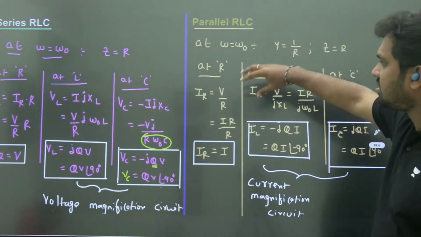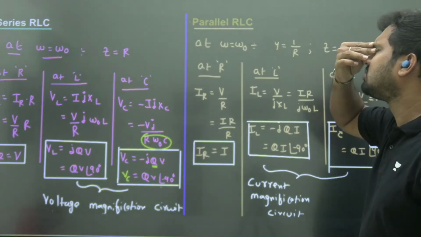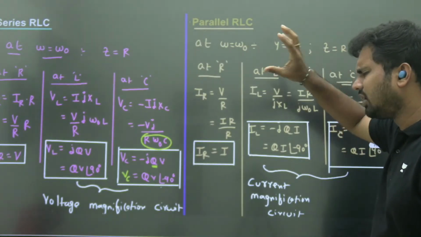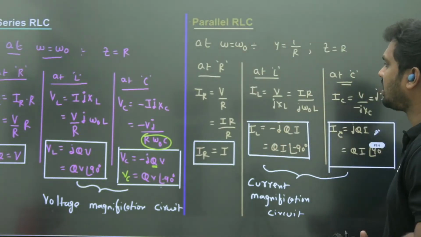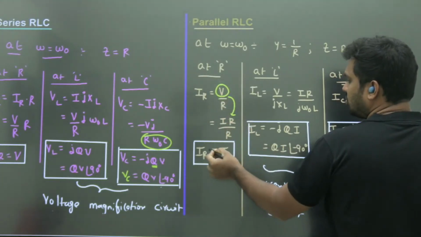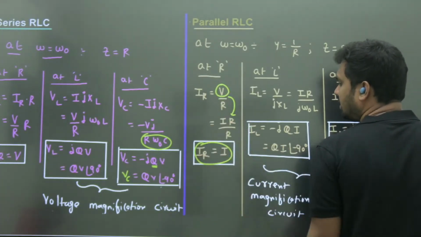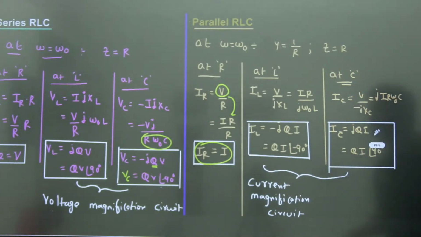Similar to series, what happens in parallel, sir? At resonance, voltage across the resistor equal to voltage across the network equal to V is I Z, Z is R, V equal to IR. So current in the resistor is V by R, where V equal to IR if you substitute. The total current will be in the resistor only. What about the inductor and capacitor, sir? They will be exchanging the energy with each other.